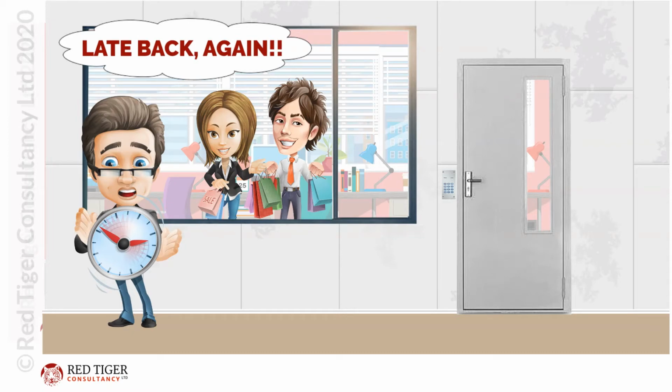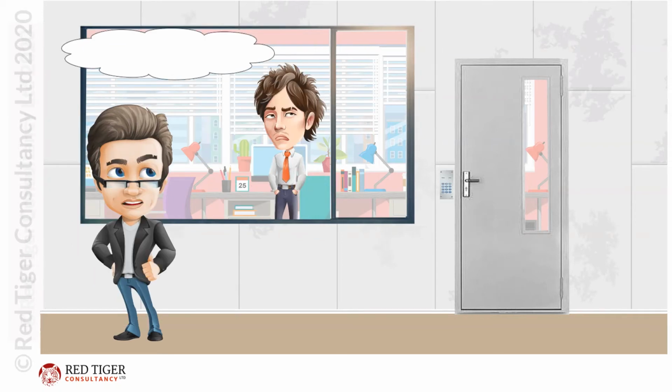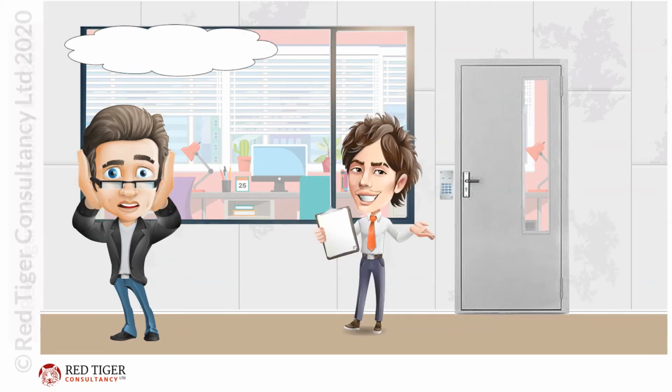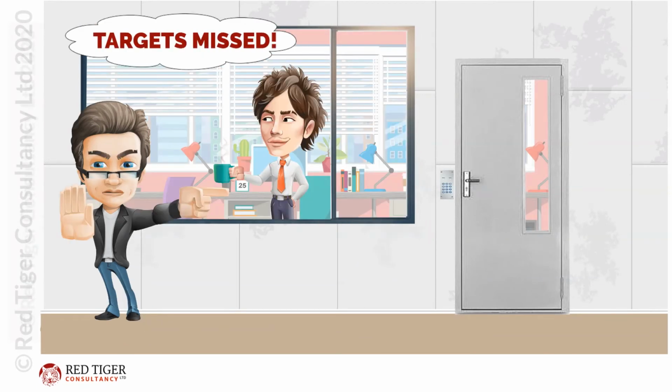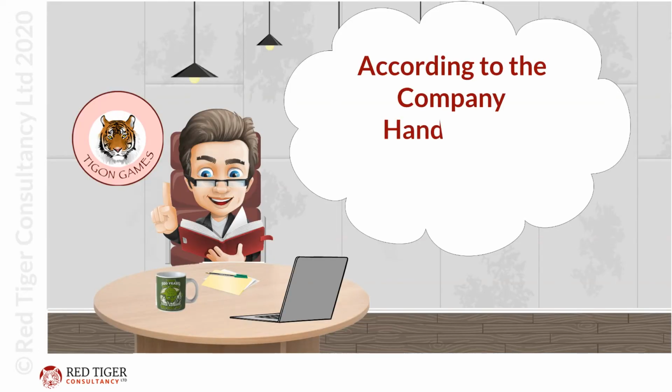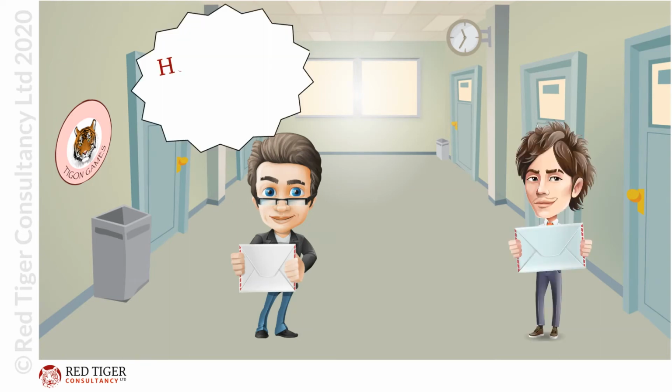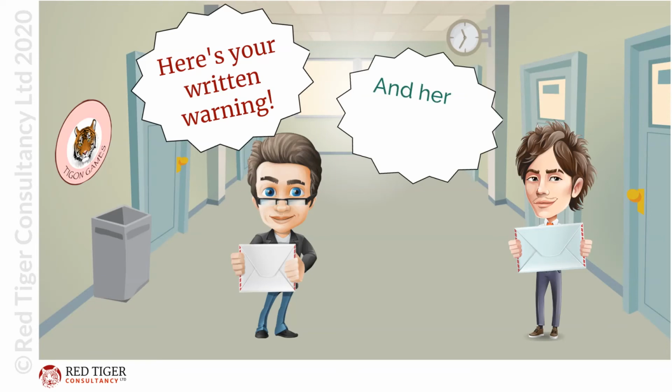Late back from lunch. Daydreaming in the office. Handing Ollie his report late, which meant that he had breached the new targets that Ollie had set for him. Ollie was convinced that Raoul was not making an effort to meet any new target that he had set, so he consulted the handbook and prepared to issue a written warning. But Raoul countered it with a grievance on the grounds that he was being picked upon.